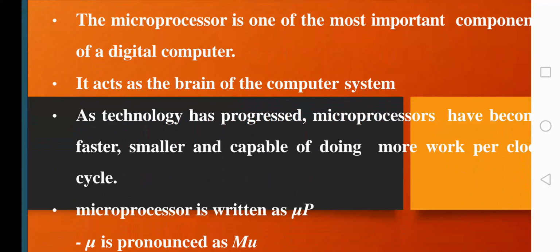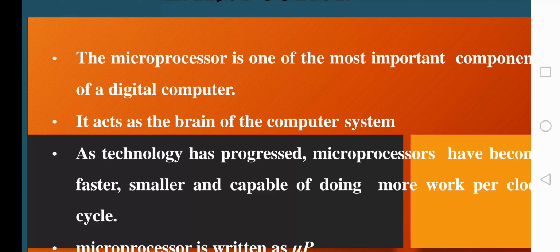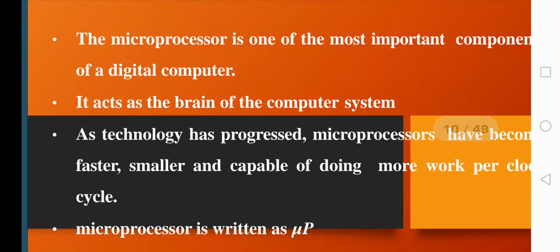As technology has progressed, the microprocessors have become faster, smaller, and capable of doing many tasks per clock cycle. As I told you earlier, the 4004 was the first microprocessor, invented in the year 1972 or so. That particular microprocessor was just 4-bit. A 4-bit microprocessor means it was able to execute only 4 bits of instructions per clock cycle.